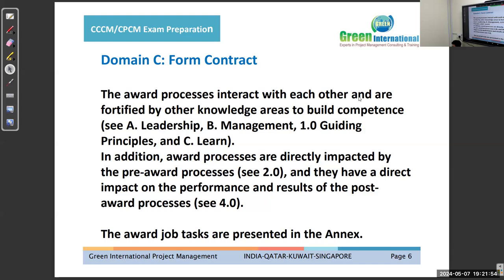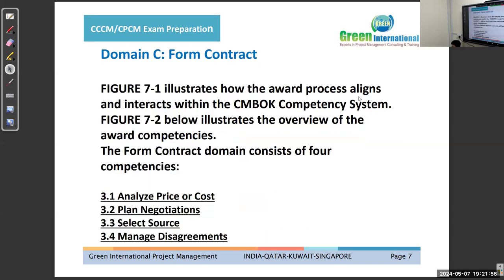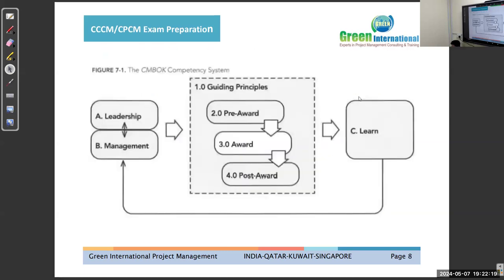The award job tasks are presented in the annex. 7.1 illustrates how the award process aligns and interacts with the SIMBOK competency system. We have gone through this slide. 7.2 illustrates an overview of the award competencies. The form contract domain consists of 4 competencies: analyze price or cost, plan negotiation, select source, and manage disagreements.